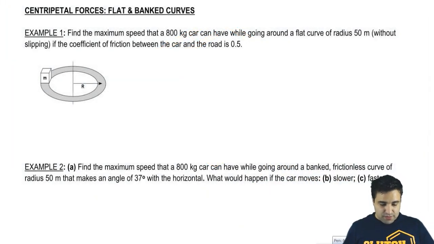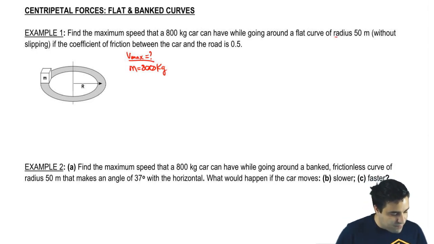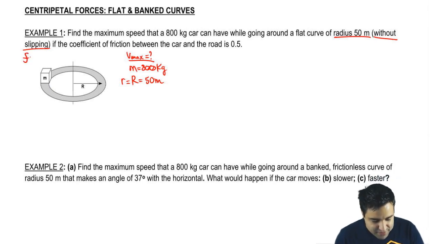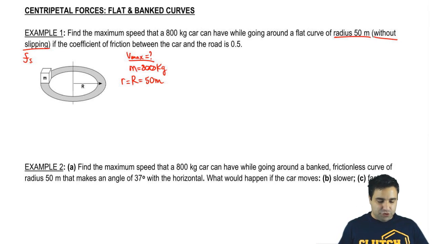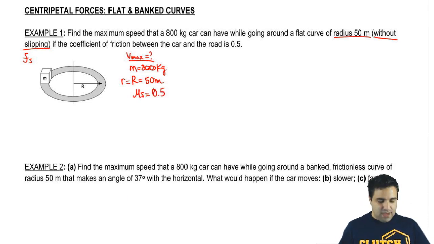Okay, so the first one we're going to start with here is a flat curve. It says find the maximum speed, so I want Vmax, that an 800 kilogram car can have while going around a flat curve of radius 50. So the radius is 50 meters of the curve. You are at the edge of the curve as you're turning, so your little r is 50. Without slipping. If you're not slipping, that means that you have static friction, okay? If the coefficient of friction between the car and the road is 0.5, so I know that mu static is 0.5, okay?